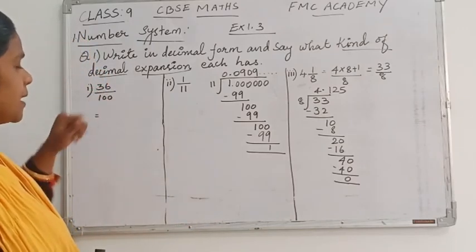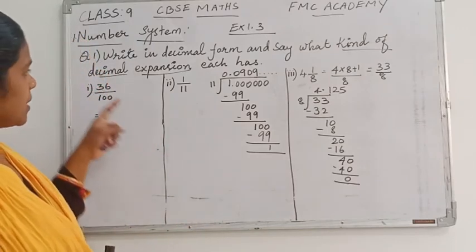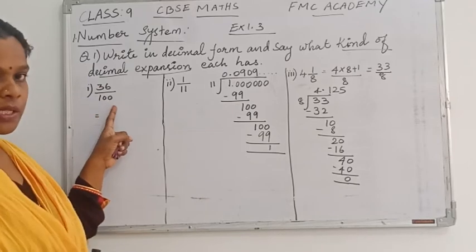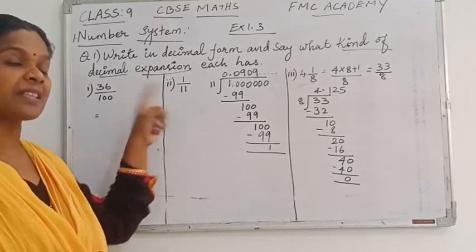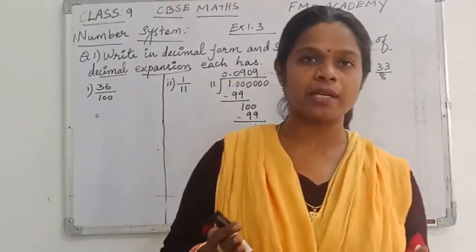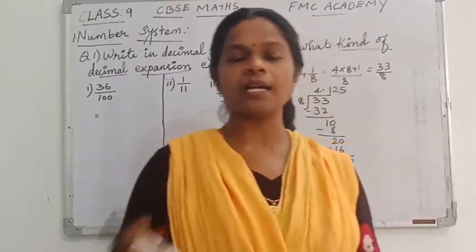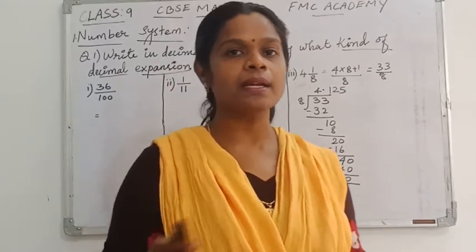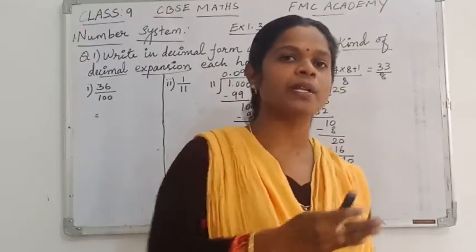Here 36 by 100. Actually, what is the question? You have to write it in the decimal expansion. Then you have to say what kind of decimal expansion it is. There are two types: terminating, and another type, non-terminating and recurring. So by using this we are going to write down the name.